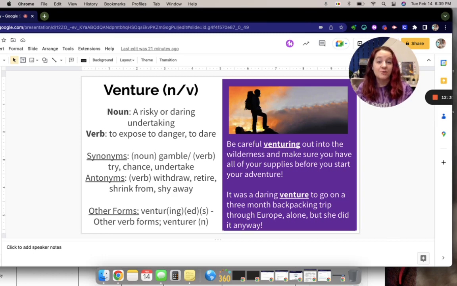For your sentence, you can choose to do the noun form or the verb form. You do not have to do both. Just make sure you're using it correctly. And that is Sadlier Level D, Unit 8B vocab.